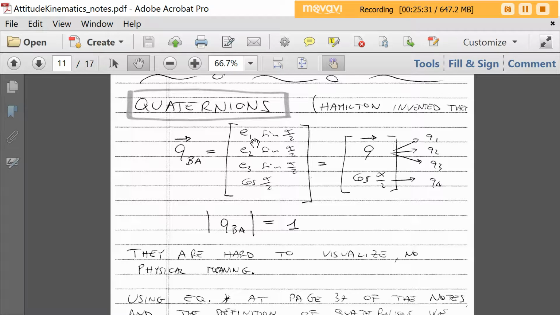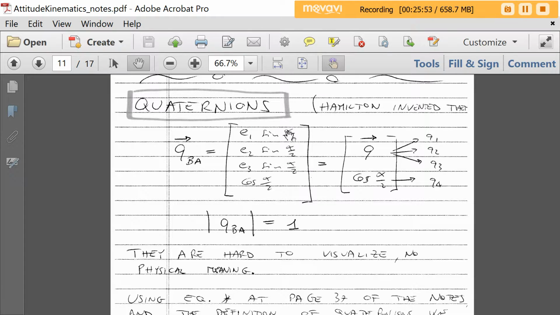So the quaternion is defined. This is a definition. Sir Hamilton invented them. You take that axis, which is going to change in time. This axis changes at any instant in time, as well as the alpha angle. But this is how the quaternion that goes from A to B is defined.